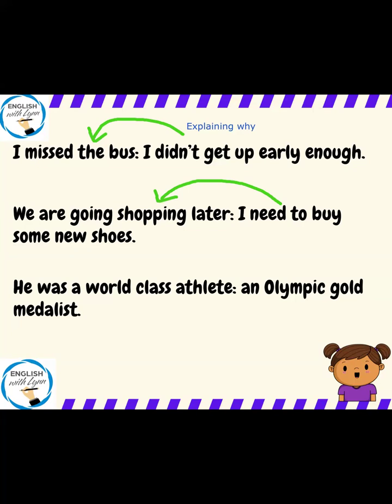Okay, and then the final one, he was a world-class athlete: an Olympic gold medalist. The Olympic gold medalist, it is giving more detail about the athlete. So that one there, rather than explaining why, it is giving more detail about the athlete. Okay. So those are the colons for extra information.